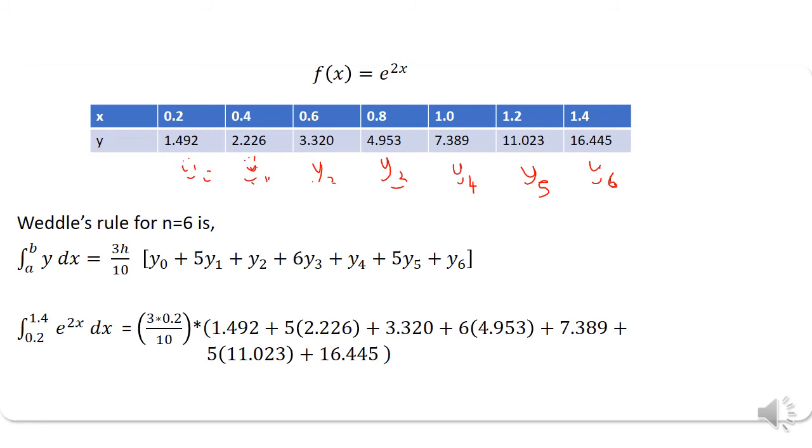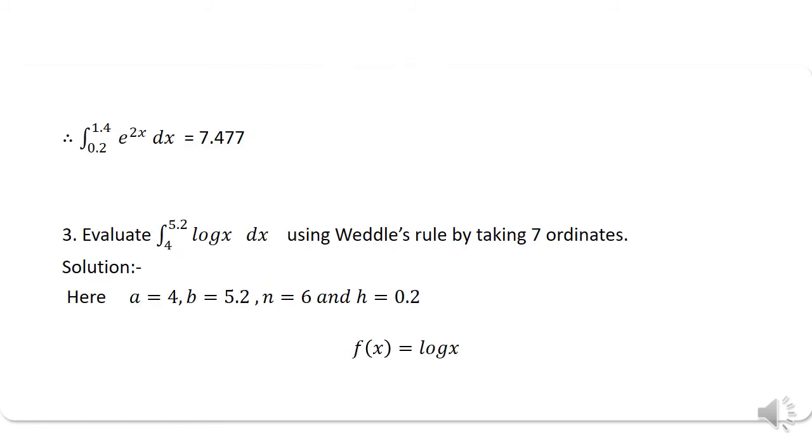As I told before, to remember the formula 1, 5, 1, 6, again 1, 5, 1. Substitute all the values using the table. We'll get the value equal to 7.477.